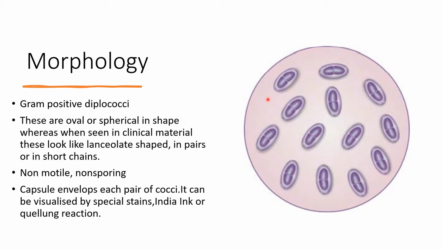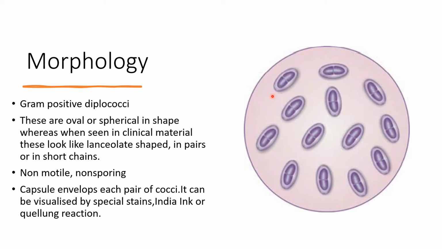So it is a diplococci, and if you take a single cocci and observe its shape, these are oval or spherical in shape, but when they are taken from a clinical sample, they don't have this proper shape. Instead, they will look like lanceolate shaped structure, almost like a bullet. That is, one side of the cocci will be flat, whereas the other side will be rounded or pointed in nature. So this is how they appear when you take this organism from a clinical sample.